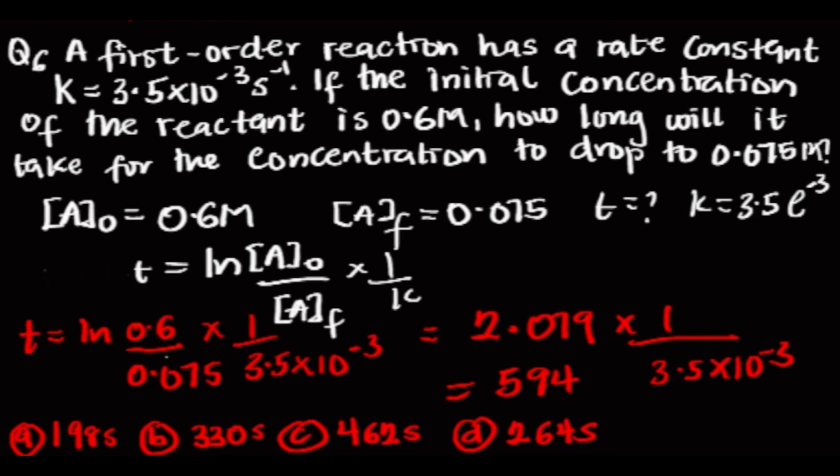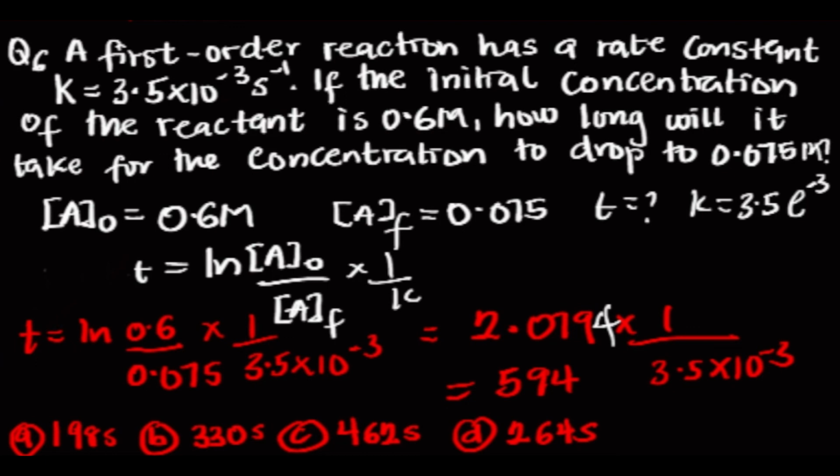The formula we use, yes, we are right. Let me just do it one by one. 0.6 divided by 0.075 is 8. Then the natural logarithm of 8 is 2.0794. Then let's go ahead and multiply everything: 2.0794 divided by 3.5 multiplied by 10 raised to the power of minus 3.